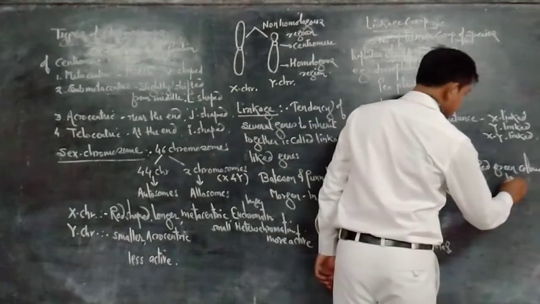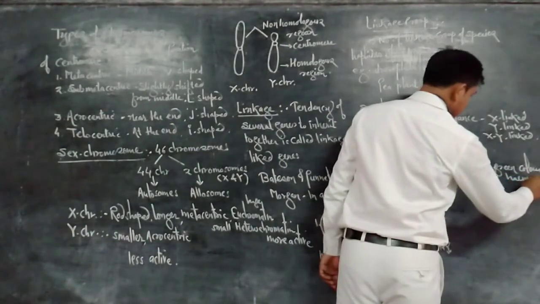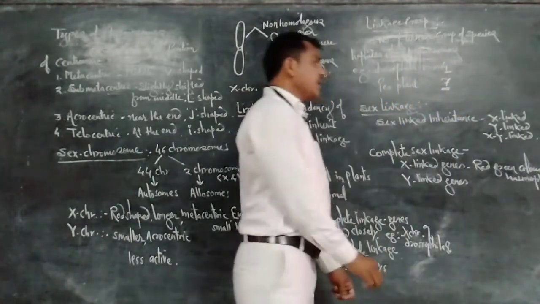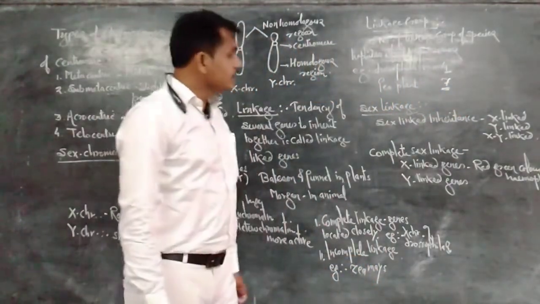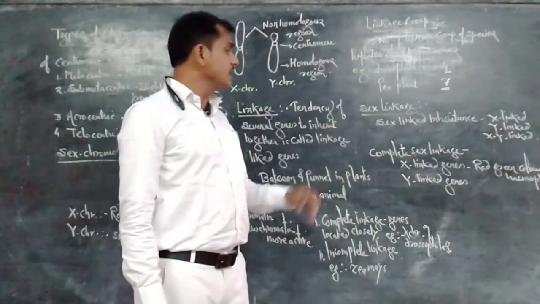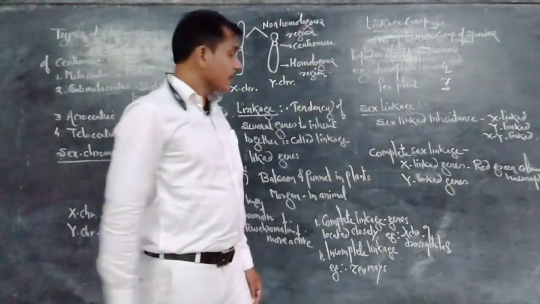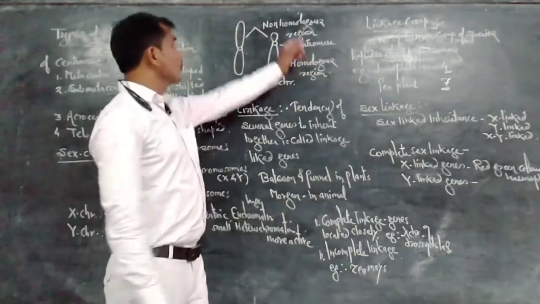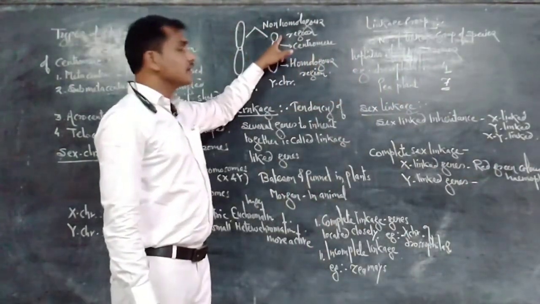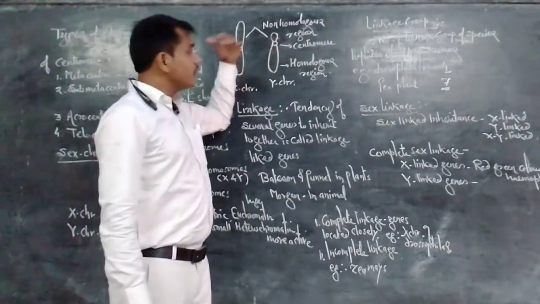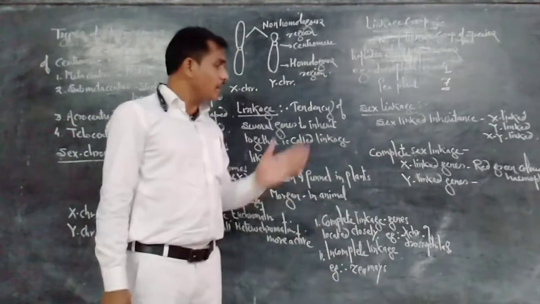Hemophilia. Red-green color blindness and hemophilia are some examples of X-linked genes, X-linked inheritance, complete linkage. Y-linked genes are the genes present on non-homologous regions of the Y chromosome. Here is the non-homologous region of the Y chromosome. So the genes present here are forwarded together completely, which is complete linkage.